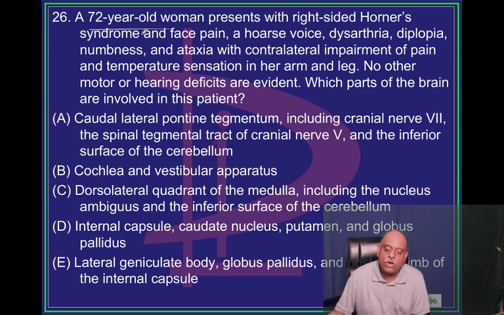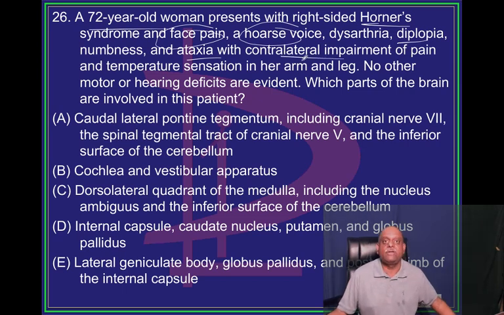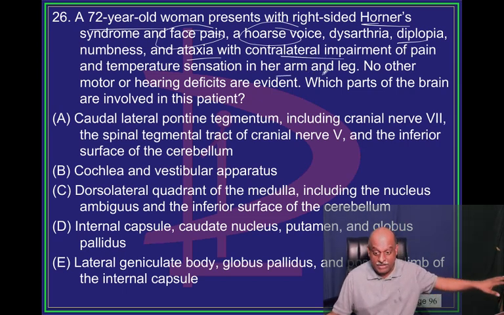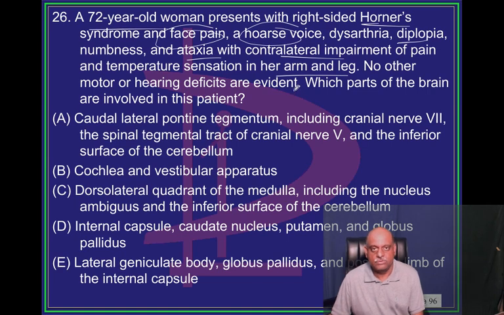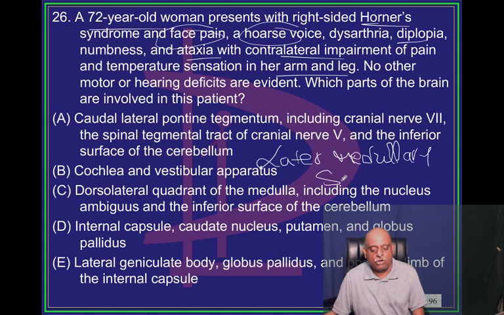A 72-year-old woman with right-sided Horner syndrome, right-sided facial pain, hoarse voice, dysarthria, diplopia, numbness, ataxia, and contralateral impairment of pain and temperature in the arm and leg. Classically, this is all talking about lateral medullary syndrome of Wallenberg. Lateral medullary syndrome of Wallenberg.